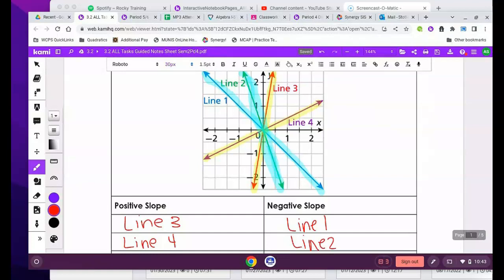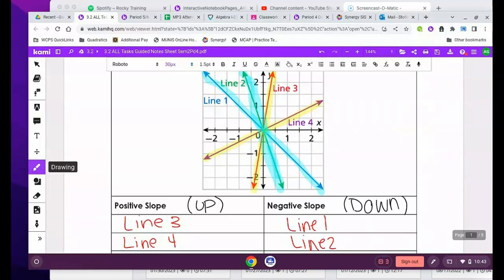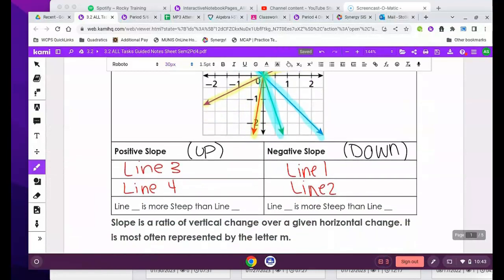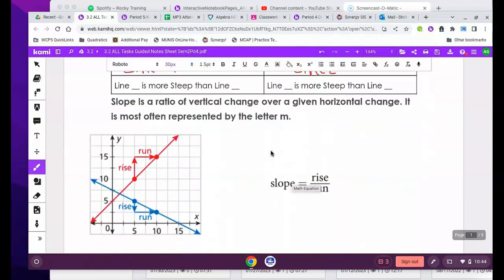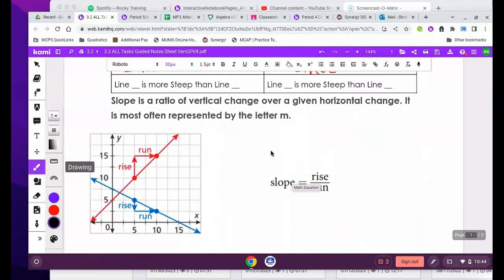So positive means it's going up, and negative means it's going down. Okay, so now we can actually figure out which line is more steep than the other line. Slope is the ratio of a vertical change over a given horizontal change. It is most often represented by the letter m. So we use m to represent the slope. So m is equal to the slope, and then we see the formula. The slope is the rise over the run.